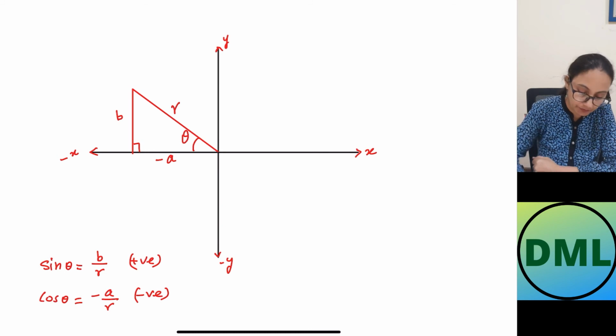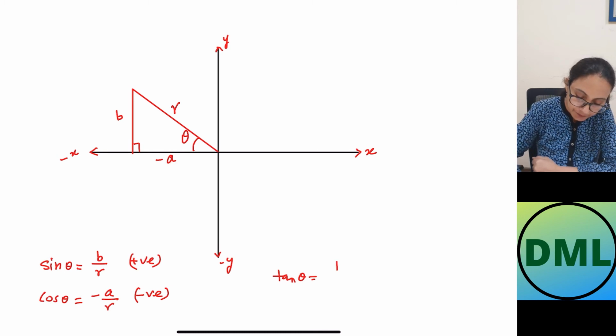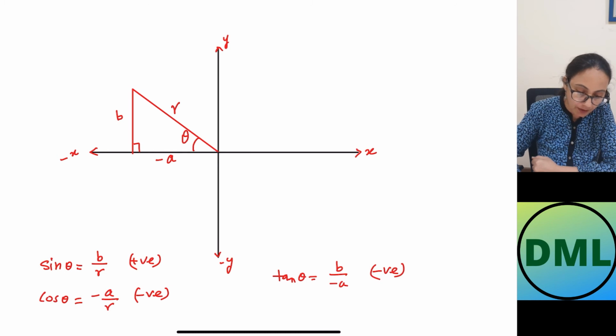Now I will write down the value for tan theta. So tan theta is opposite over adjacent. For this theta, opposite is B and adjacent is minus A. So the value for tan theta is B over minus A, which is negative here. Now, as you can see, here sin theta is positive, cos is negative and tan is also negative.